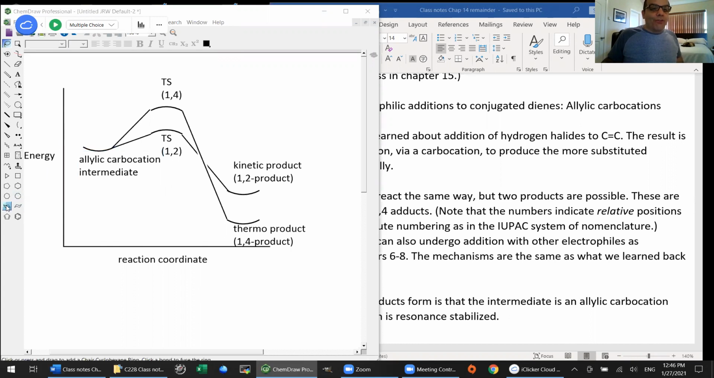The starting material, of course, would be over here somewhere. And if we wanted to, we could show that going up through a transition state and ending on the allylic carbocation intermediate. That's fine. You could if you wanted to. But I'm just focusing on that second step here because the first step is the same for both the 1,2 and 1,4 products. So what we find in going to the kinetic product, again, remember we said the kinetic product is the one that's less stable, so it's higher in energy than the thermodynamic product. But we also said it's formed more quickly. So you'll notice the transition state going to the kinetic product is lower in energy than the transition state going to the thermodynamic product. Makes perfect sense.